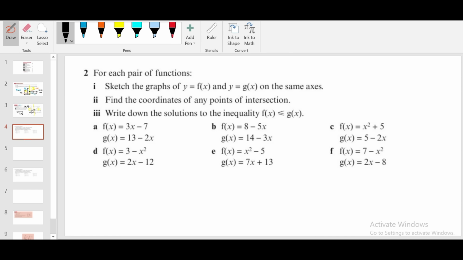Okay, I have taken one more question from the same exercise. They want us to sketch the two functions f of x and g of x and then find the point of intersection and then solve this one.